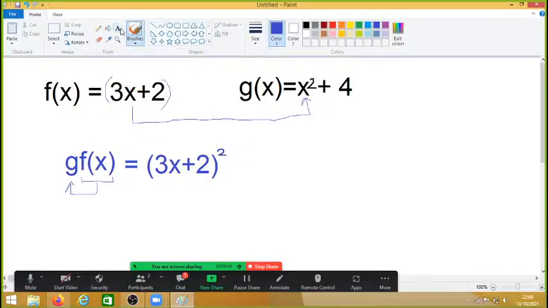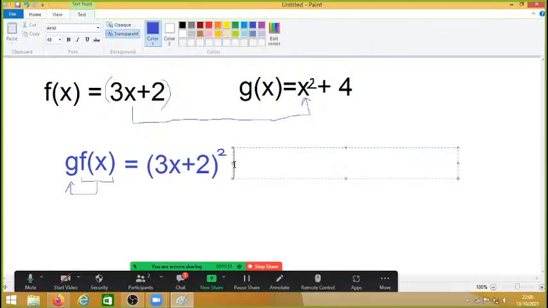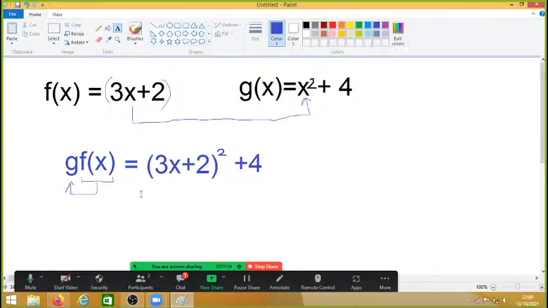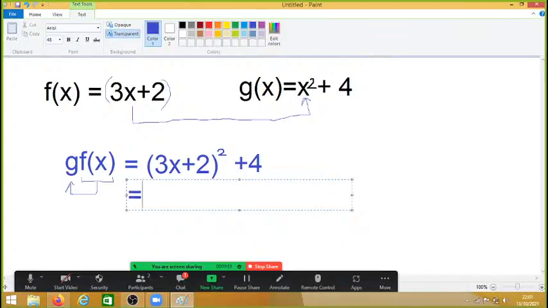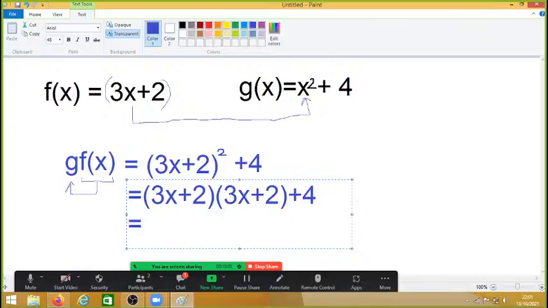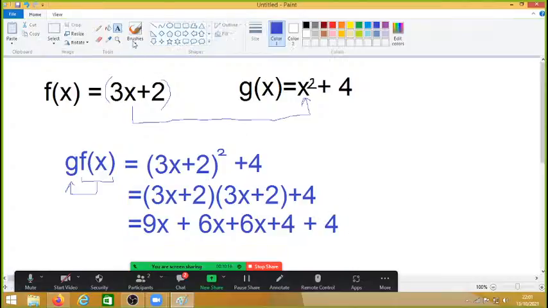Okay, and then you would normally just expand that out or simplify. So the next line would be, remember, 3x plus 2 squared really means 3x plus 2 twice, plus the 4. Expand that out, you'll have 9x squared plus 6x plus 6x plus 4, and then plus the other 4. And then that would simplify to 9x squared plus 12x plus 8.